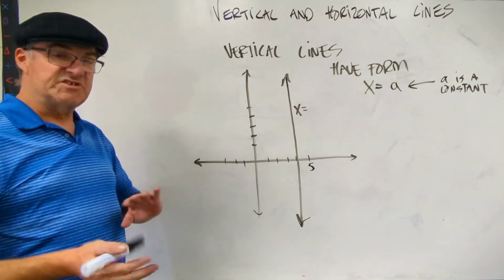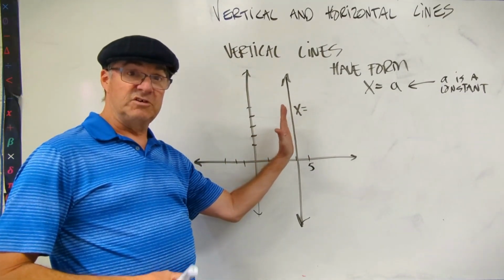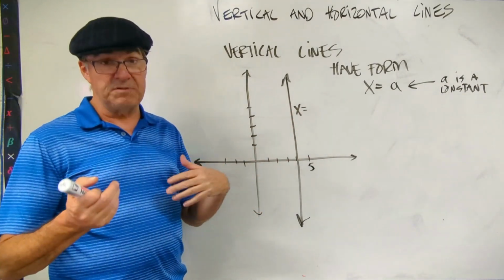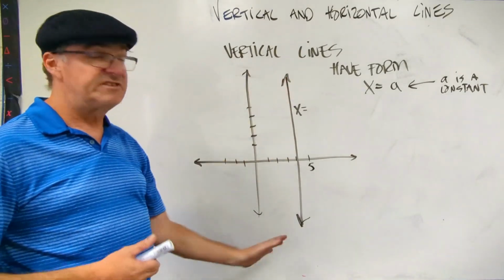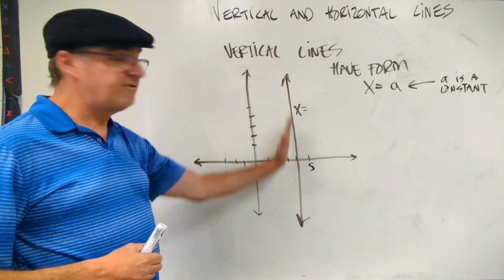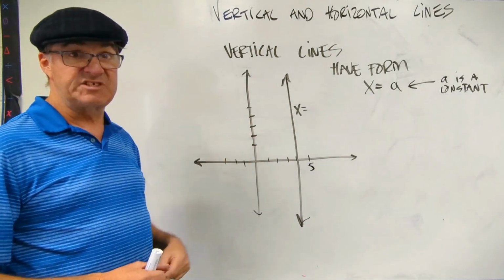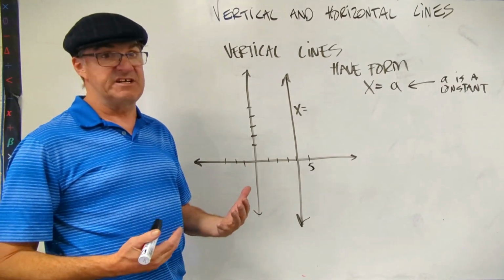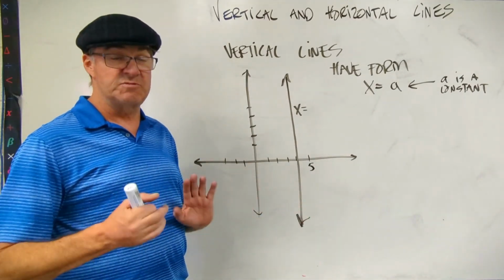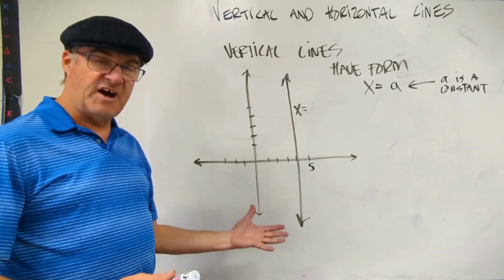Very similar to horizontal, only instead of flat, the line is completely vertical. Now, as you remember from our slope lesson, we talked about slopes of vertical lines. The slopes are undefined. That's because we have no run. So on the bottom of our fraction rise over run, we have a 0, and we can't divide by 0. Mathematics is sort of broken for division by 0, so we call it undefined. So a vertical line has an undefined slope.